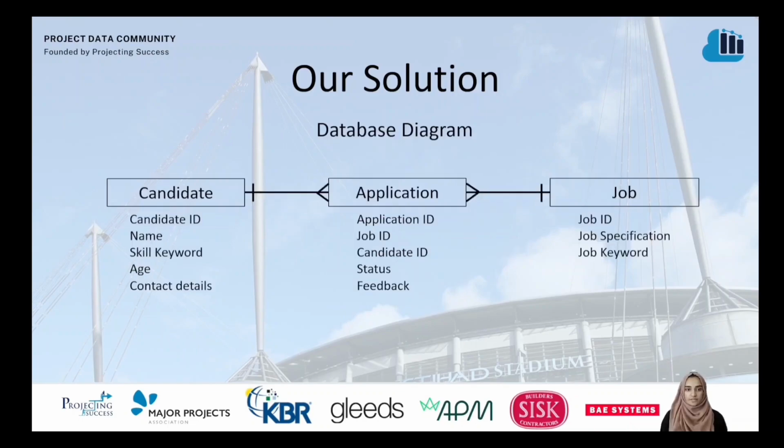For our solution, we have a database that consists of 3 tables: the candidate table, the application table, and the job table. The candidate table has a one-to-many relationship with the application table. Similarly, the job table has a one-to-many relationship with the application table. For our candidate table, we have a primary key of candidate ID, which becomes a foreign key in the application table, with job ID as well as a foreign key, and a primary key, which is the application ID. In the job table, we have one primary key, which is the job ID.